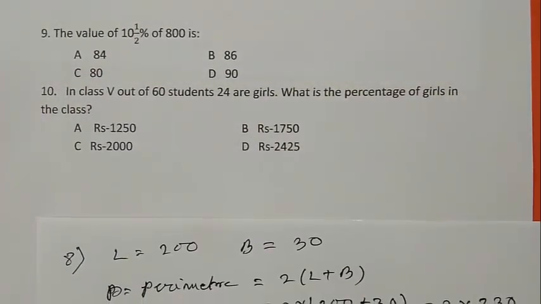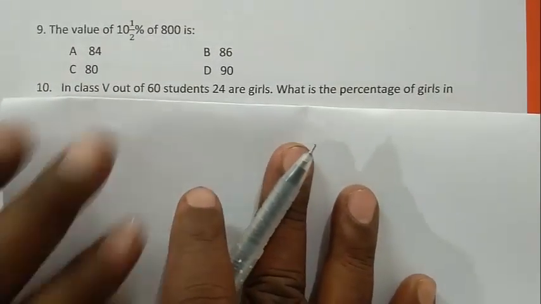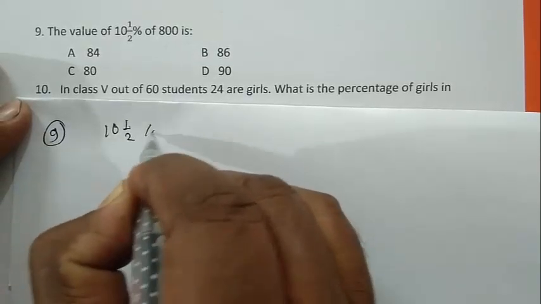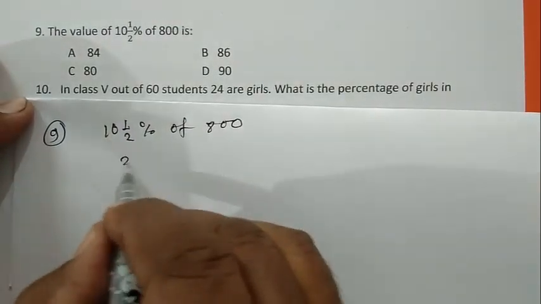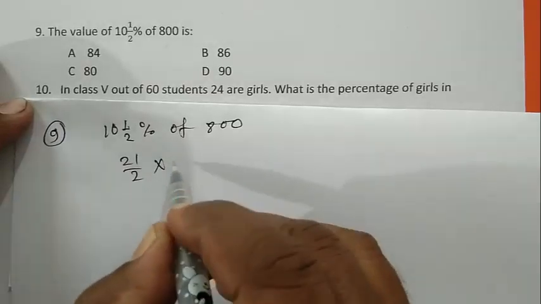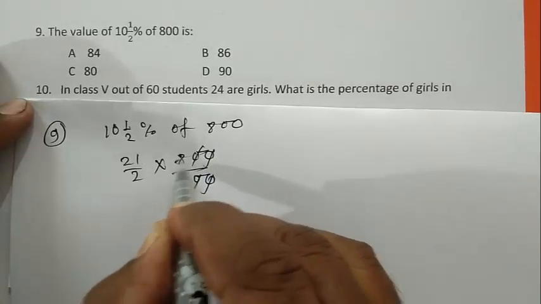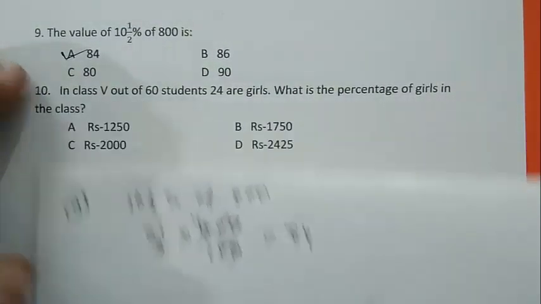Coming to the next question, the value of 10.5% of 800. So we simply calculate it like that. Question number 9. 10.5% of 800, that is 21 by 2 into 800 by 100, that is 84. So A is the right answer.